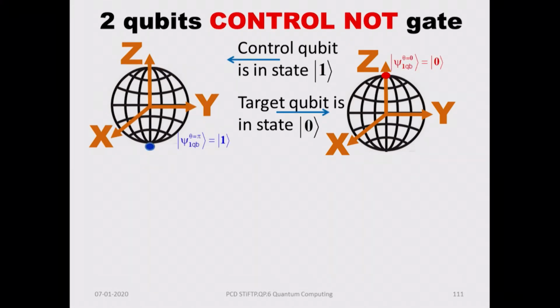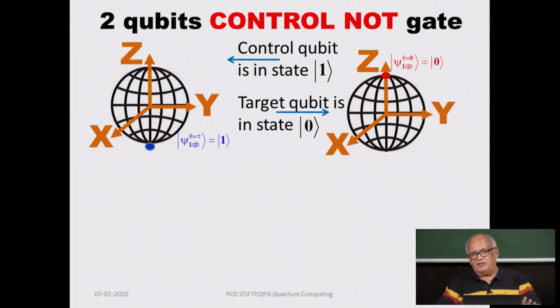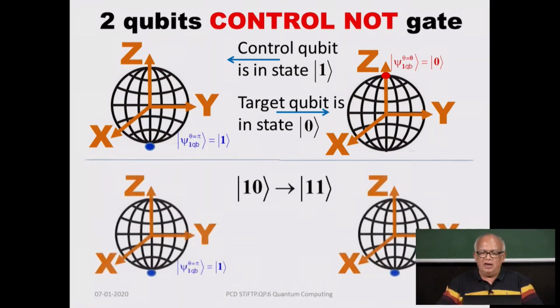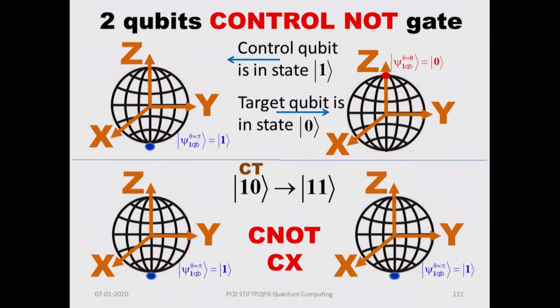Now, we have the control qubit in the state 1, which is at the south pole. That is, the control qubit is the Bloch sphere on the left side of this figure. And on the right, the target qubit is in the state 0, which is at the north pole. So, now it will undergo a NOT operation and it will jump to the south pole. So, this is the CNOT operation.